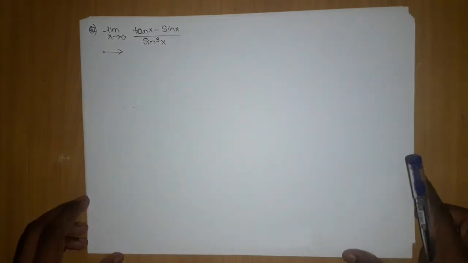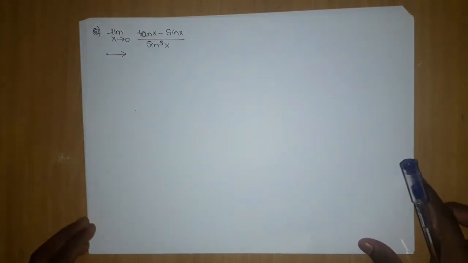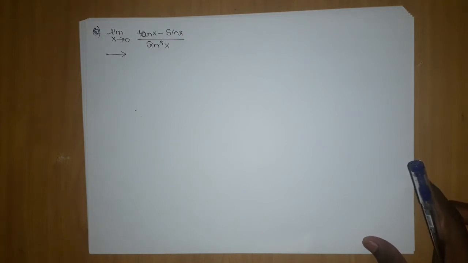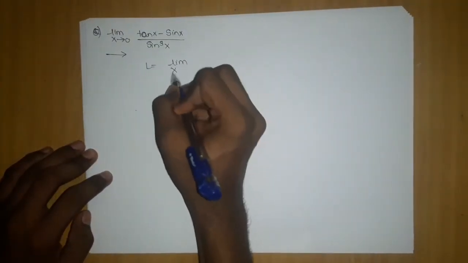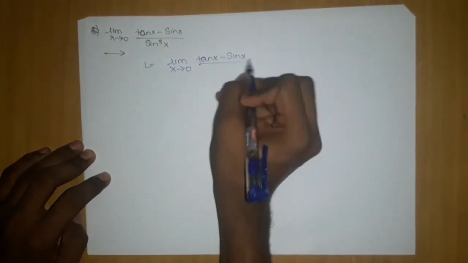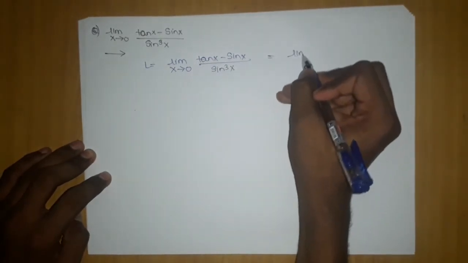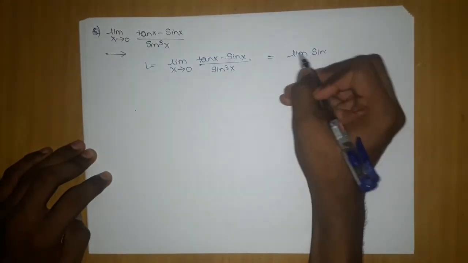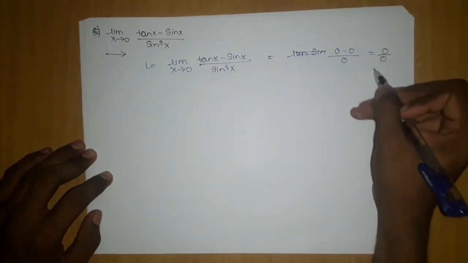The next question is this. This question is as follows: limit x tends to 0 tan x minus sin x upon sin cube x. First step is very simple: check the form. The moment you substitute the value, you will get 0 minus 0 upon 0, giving you 0 by 0, which is an indeterminate form.